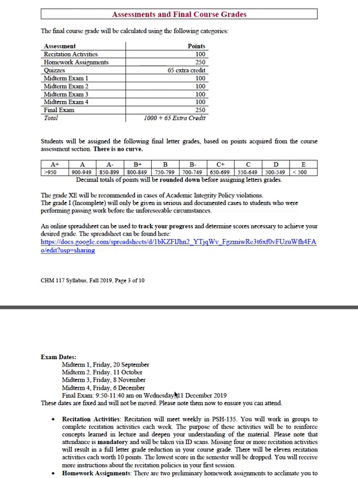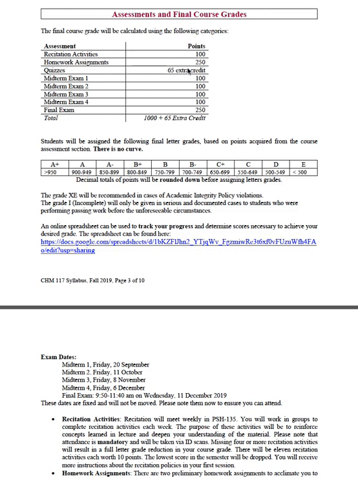We have homework assignments in Mastering Chemistry, as I just described. We have quizzes in Mastering Chemistry. I'll come back to that in a minute. And then we have 4 midterm exams and 1 final exam. All of those things together, as you can see here, have point values. Every single assignment you do in this class has a point value. And all of those points add up to 1,000, where there's 65 extra credit points.